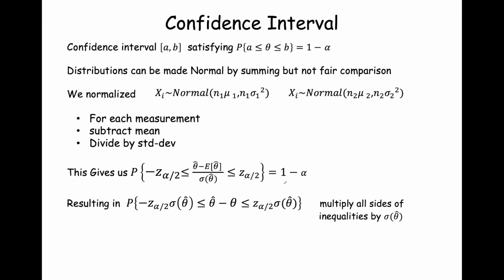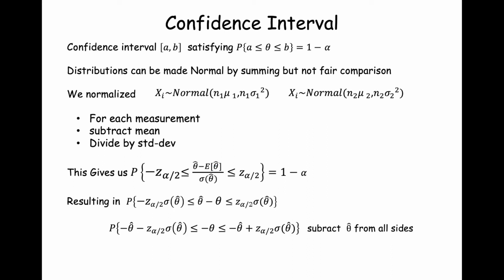Okay, so I do that multiplication, and I'm left in the center with theta hat minus theta, because remember, that expectation is nothing more than theta. If my estimator is unbiased and consistent, that is absolutely true. Okay, so now I've multiplied both sides of these inequalities, the inequality on the left and the inequality on the right, by sigma of theta hat, the standard error of theta hat. And now I'm going to isolate this theta by subtracting from both sides of these inequalities.